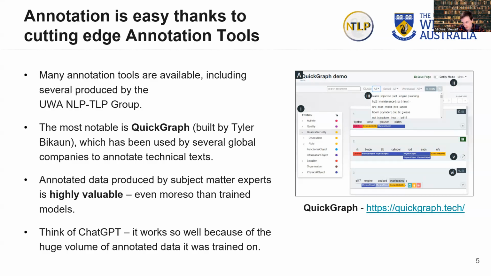And some people think, why do we need annotated data? We've got ChatGPT. I guess a point I'd like to make is that GPT only works well because it's been trained on a huge amount of annotated data, like millions of sentences that have been arranged into question answer pairs. And that goes to show annotated data is still really important. And that's why ChatGPT works so well.